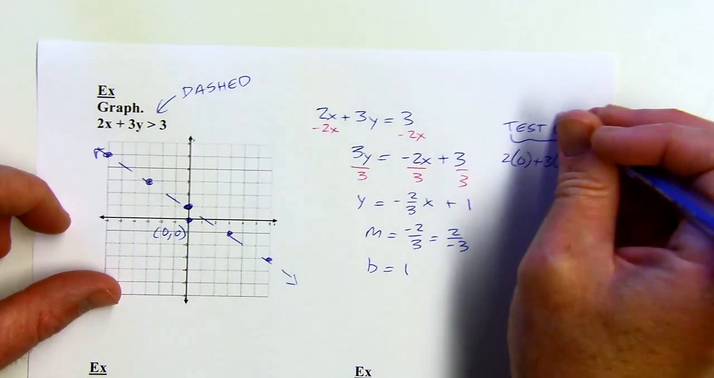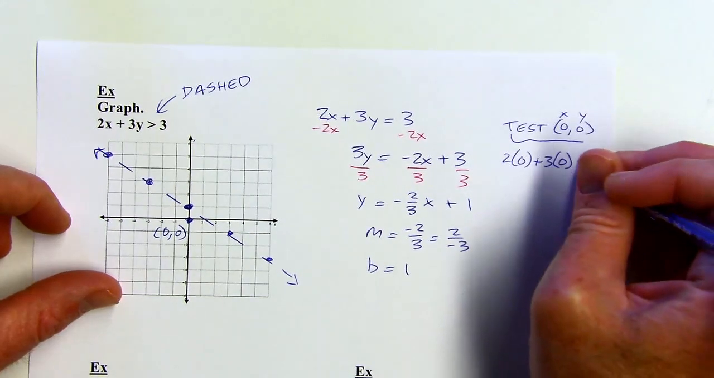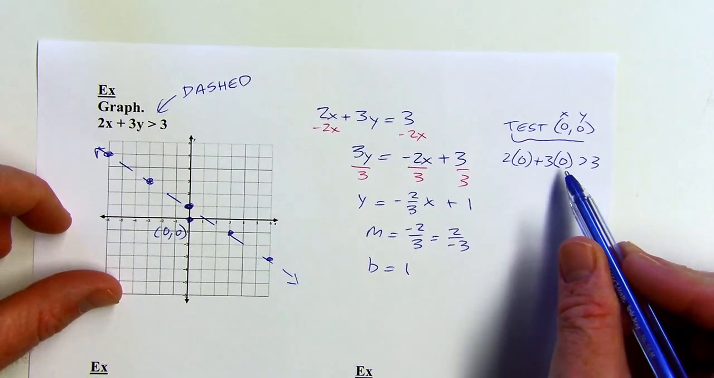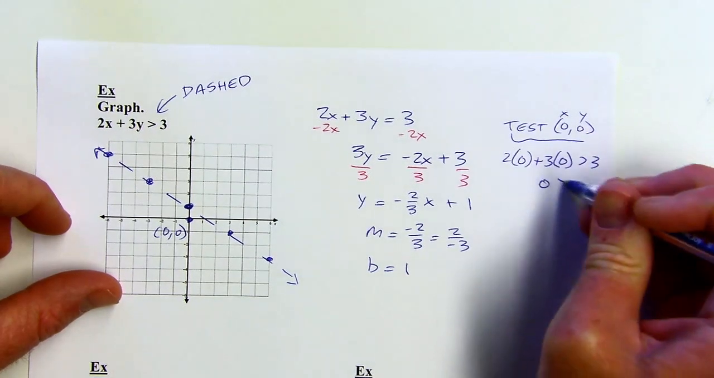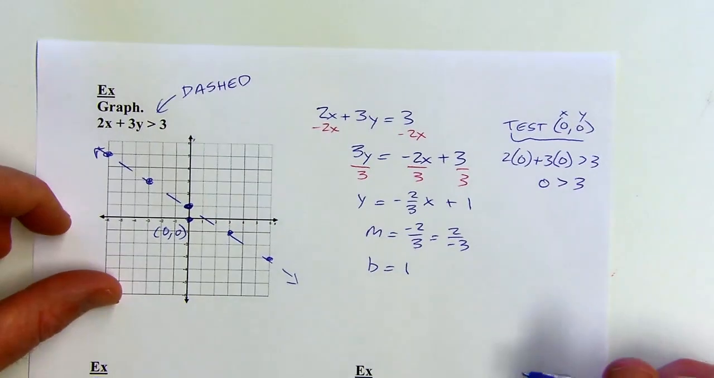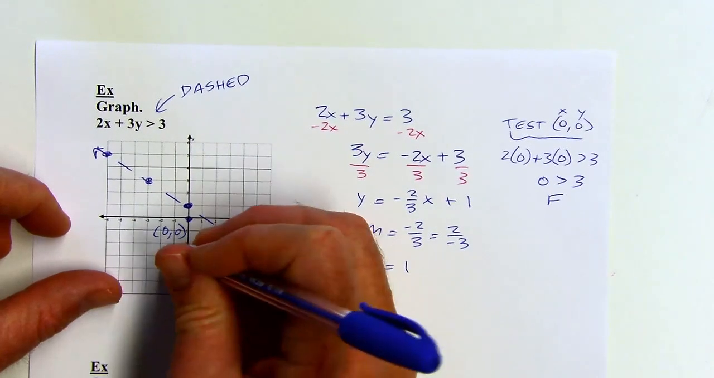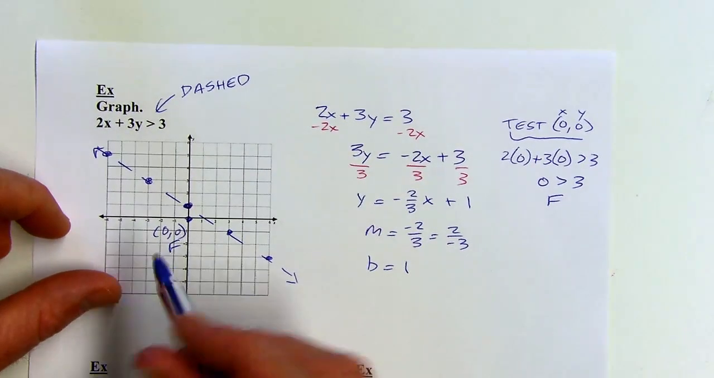I plug that in for x and y, and I want to see if this is true or false. So that's going to be 2 times 0 is 0, 3 times 0 is 0. So the left side I've got 0. I got 0 is greater than 3. Well, 0 is not greater than 3. That's a false statement. So that means my test point is on the false side.